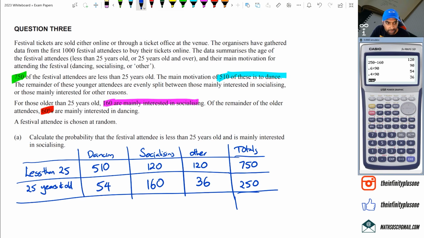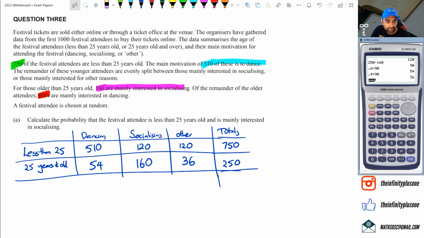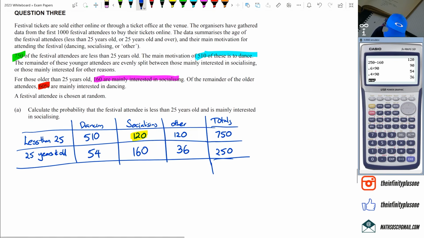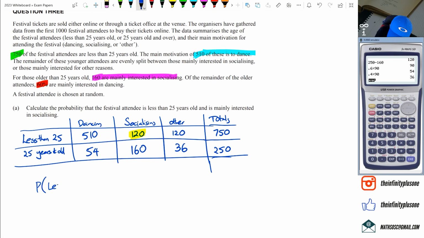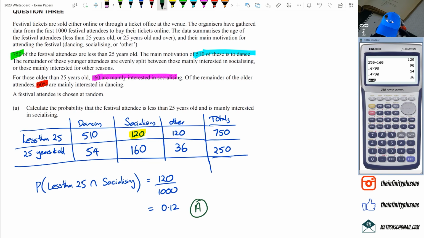So I've set up my table, and now looking at that first part, it says calculate the probability the festival attendee is less than 25 years old and is mainly interested in socializing. So that is looking at this thing here out of 1,000 people. So probability of less than 25 and interested in socializing can be said as 120 out of 1,000 people there. So 120 over 1,000 is 0.12, and basically this question is worth achieved.